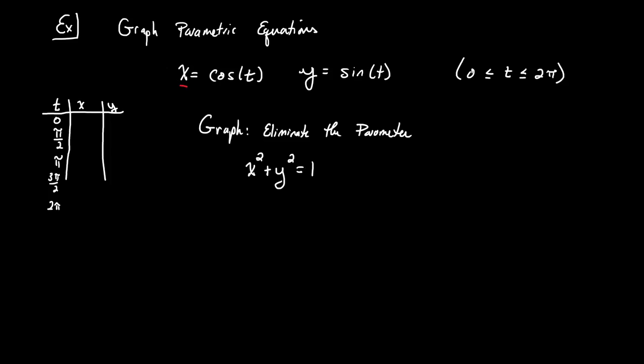We know that x is equal to cosine of t, and we know y is equal to sine of t as defined. So this actually works out very nicely. Cosine squared of t plus sine squared of t is equal to 1. And this graph is contained in the unit circle, x squared plus y squared is equal to 1. And geometrically, the parameter t can be interpreted as the angle.